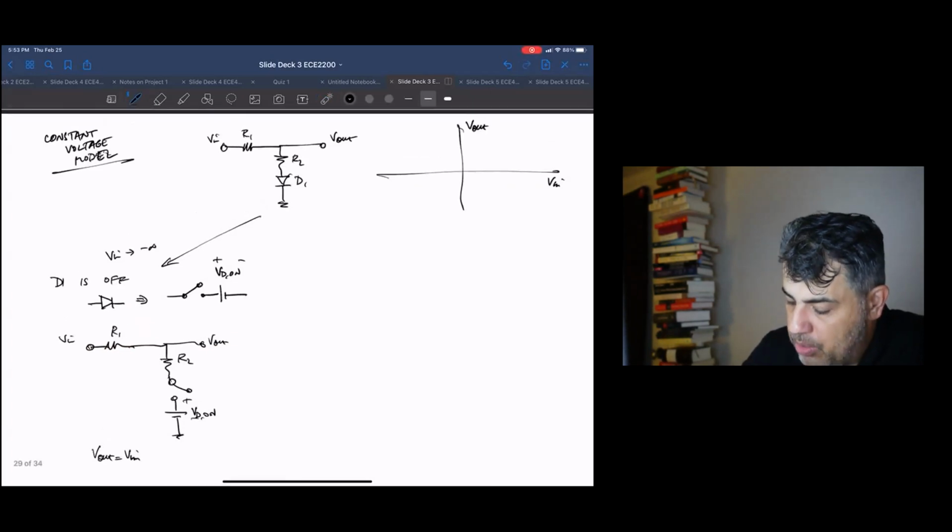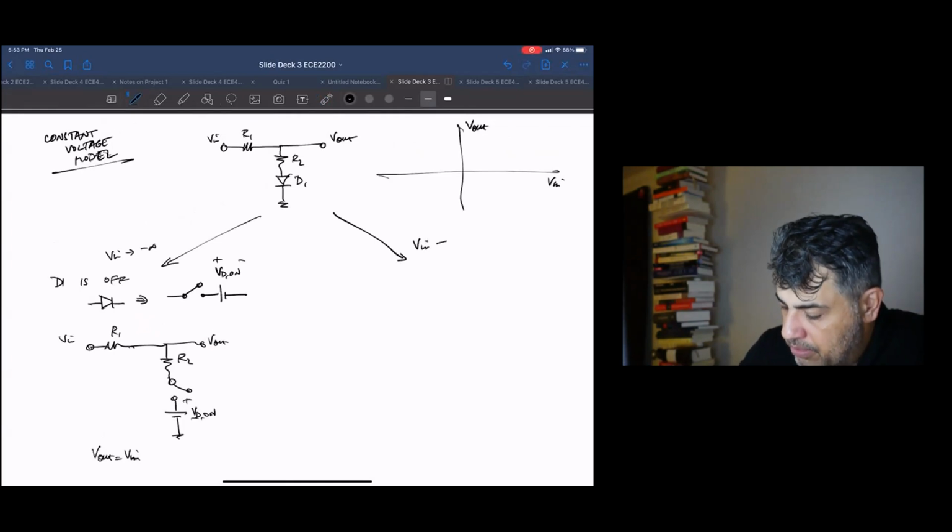Okay, now where it gets more complicated is when Vn is a large positive number. There D1 is on, which means that the diode looks like a switch with a battery.